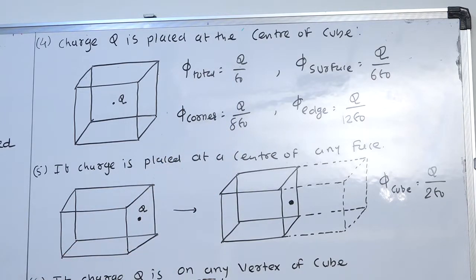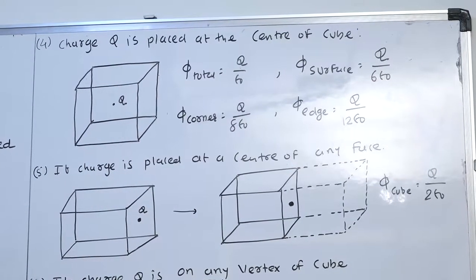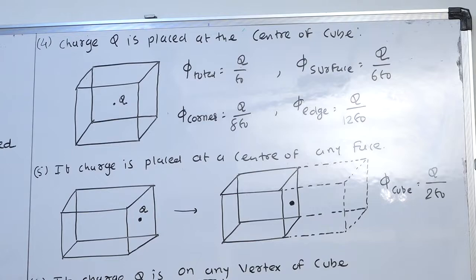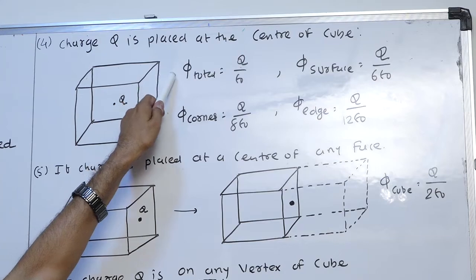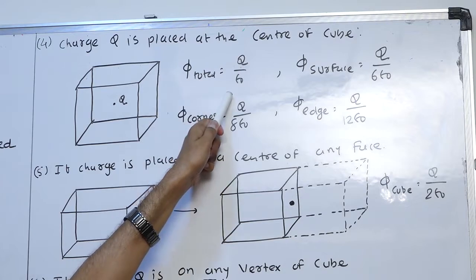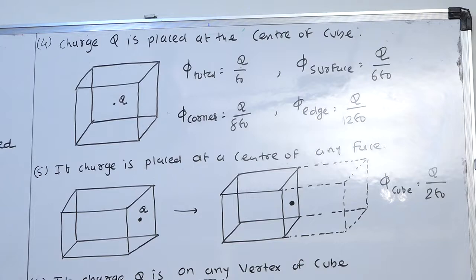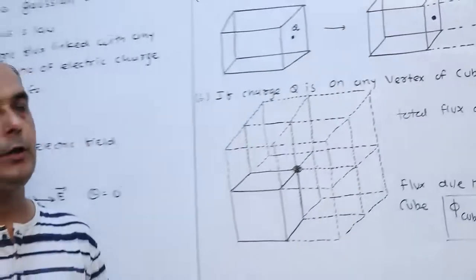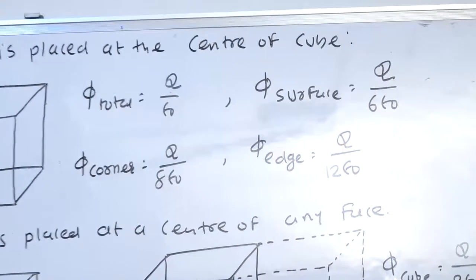But students may ask you to calculate the flux linked with any one of the surfaces. Students, the total number of faces in a cube is 6. Due to 6 faces, flux is q by epsilon 0. So due to one face, or one surface, the flux is q by 6 epsilon 0. Therefore, the flux linked with one surface is equal to q by 6 epsilon 0.